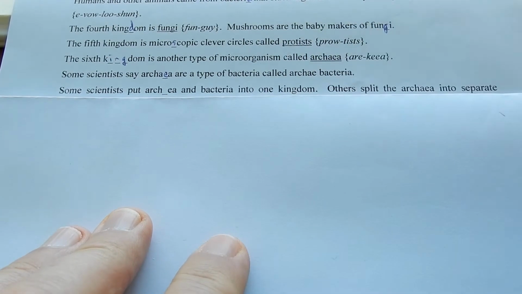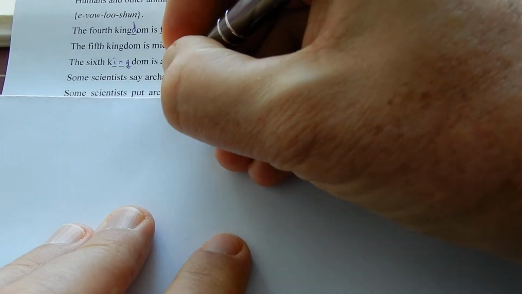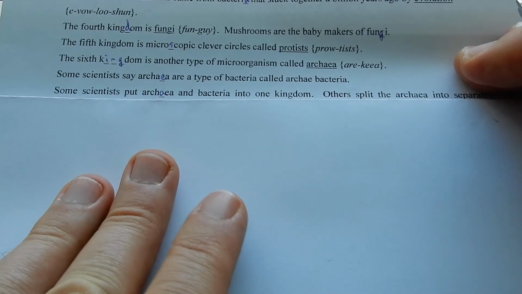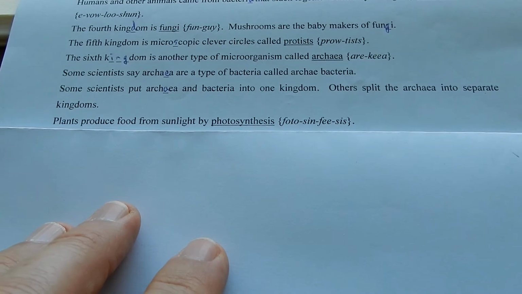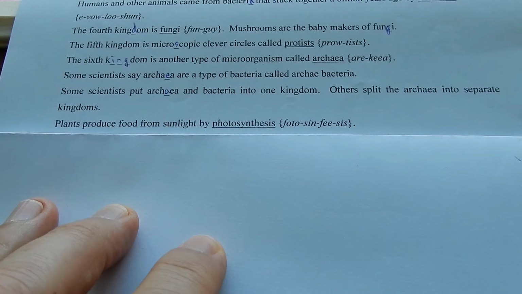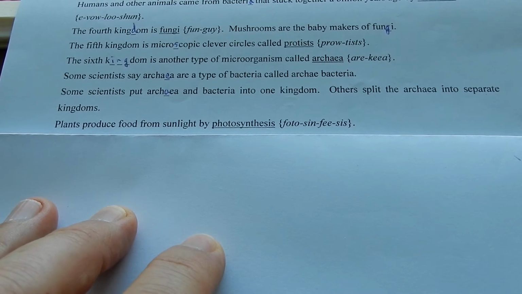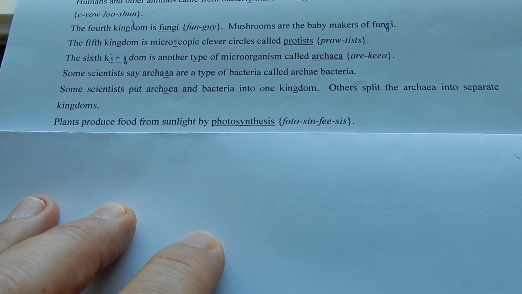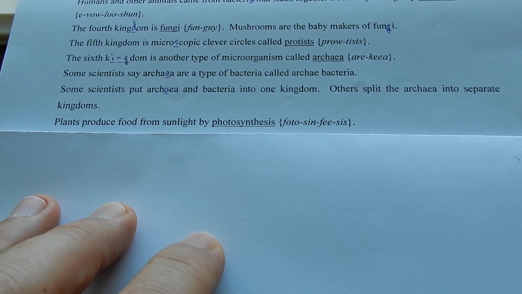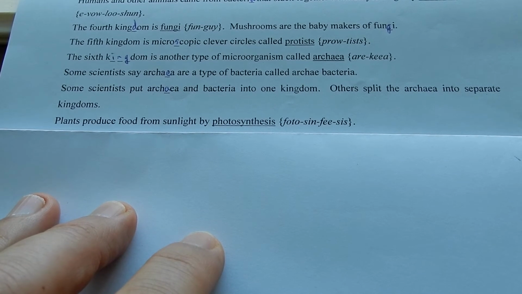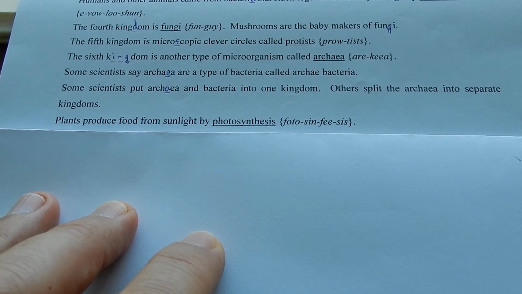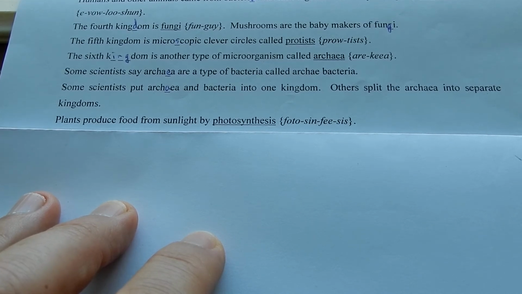Some scientists put archaea and bacteria into one kingdom. Others split the archaea into separate kingdoms. Yes, I think bacteria and archaea don't have a thing around their nucleus. So they don't have a nuclear membrane. Whereas plants and animals and fungus do have a membrane around the nucleus to separate the nucleus from the rest of the cell. They're called eukaryotes.